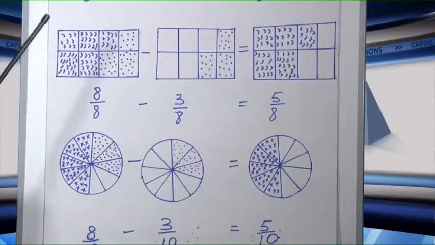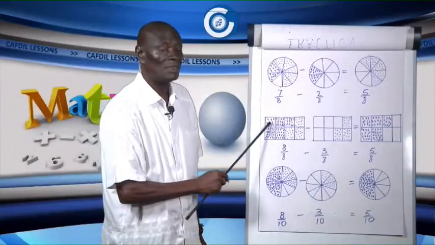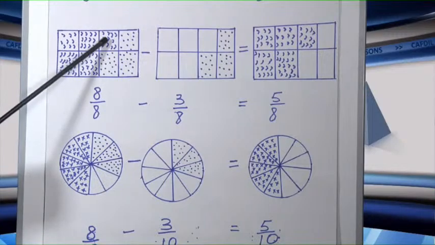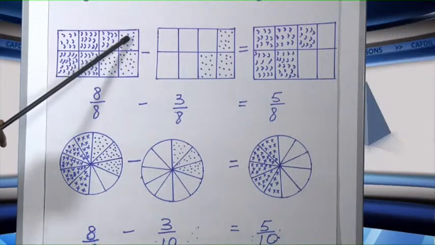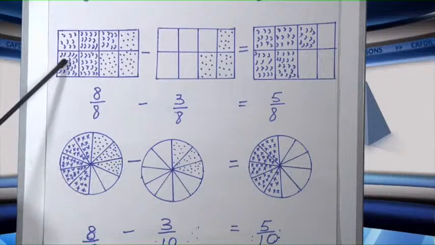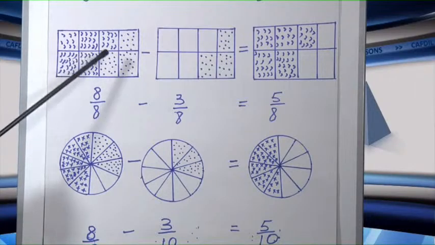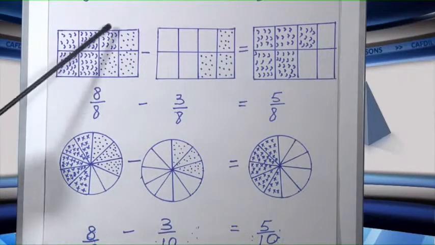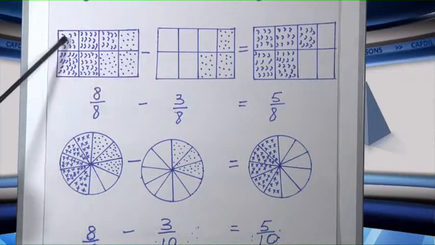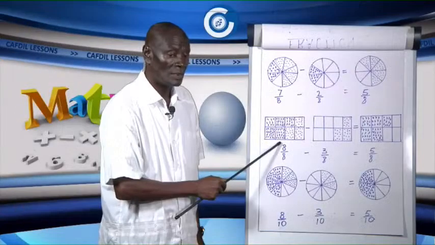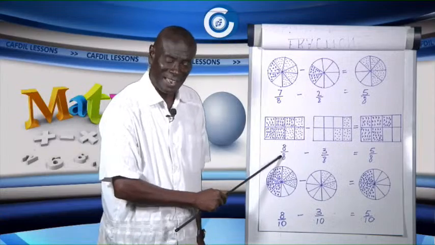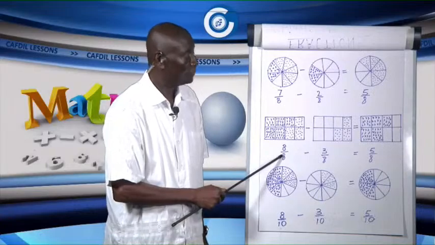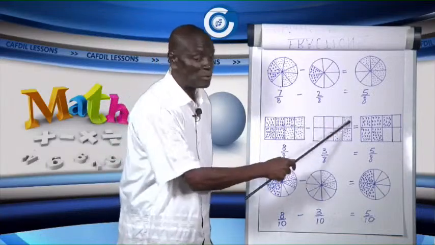How many parts have been shaded? Let us count. 1, 2, 3, 4, 5, 6, 7, 8. So what part of this rectangle has been shaded? 8/8. Say it again. 8/8. Good.